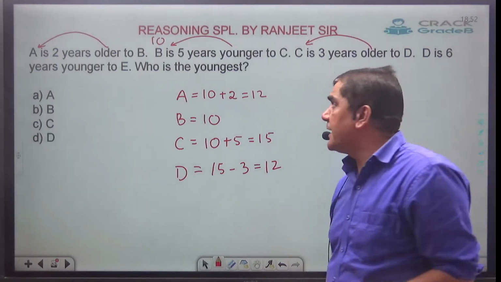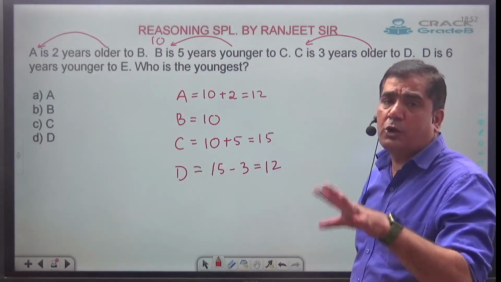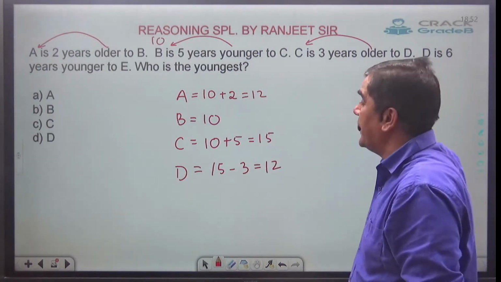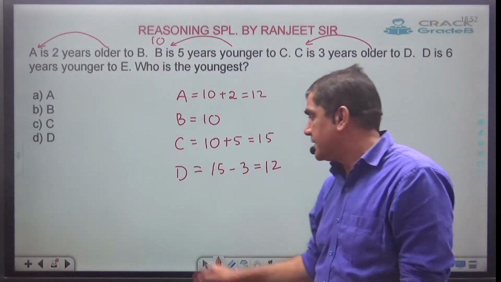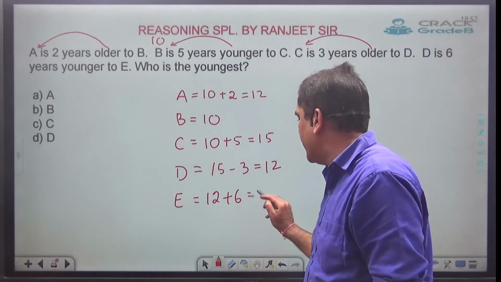And the last one, they are saying D is 6 years younger to E. Younger to E means who is going to be younger? D. So E must be elder. Elder than what? D. How many years? 6 years. So E will be what? E will be 12 plus 6, which comes out to be 18 years.